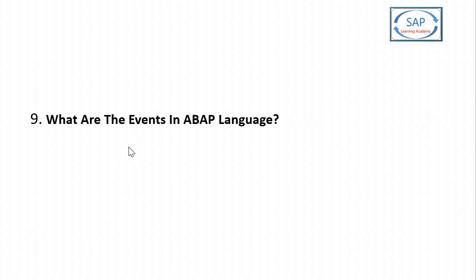Now we are going to the question: what are the events in the ABAP language? Events are like INITIALIZATION, START-OF-SELECTION, END-OF-SELECTION. There are various types of events available in SAP, like START-OF-SELECTION, END-OF-SELECTION, TOP-OF-PAGE, END-OF-PAGE, and so on.